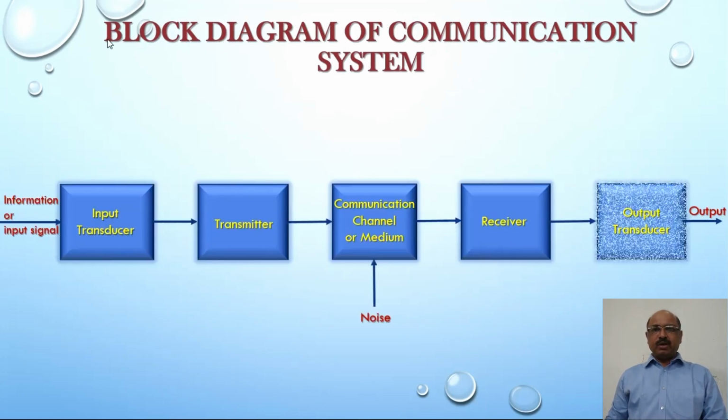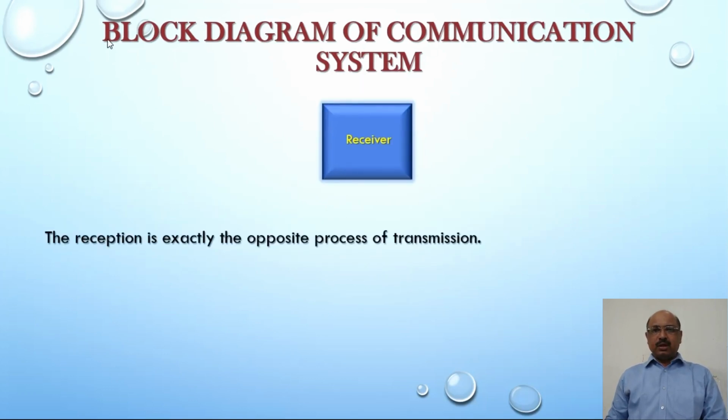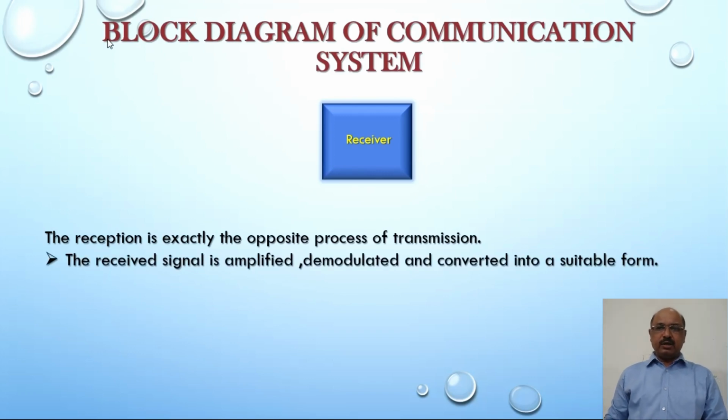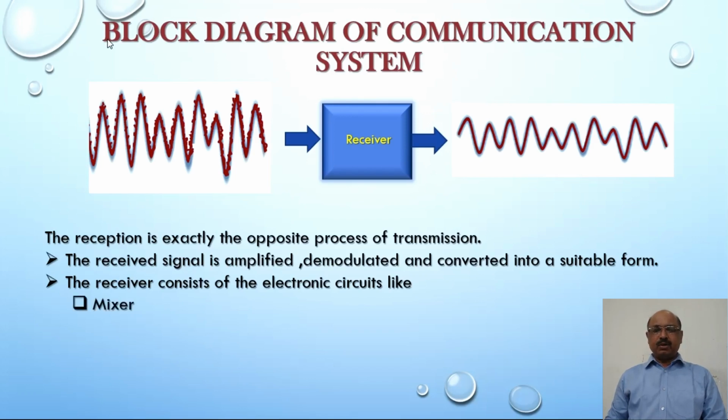The fifth stage is the receiver. The operation of a receiver is exactly opposite to the transmitter. The received signal is amplified, demodulated, and converted into a suitable form by the receiver block. The receiver consists of electronic circuits like mixer, oscillator, detector, and amplifier.